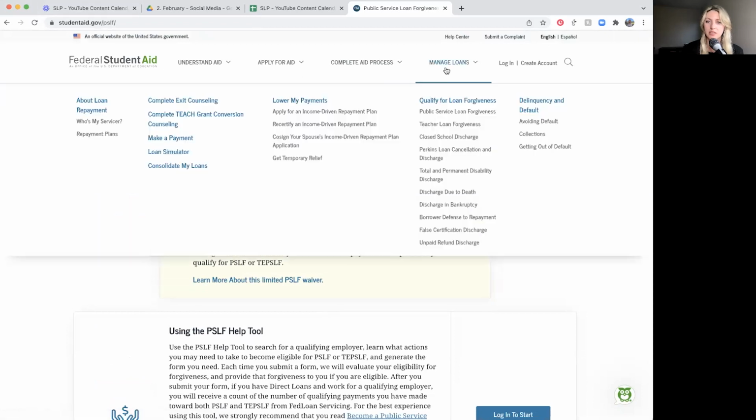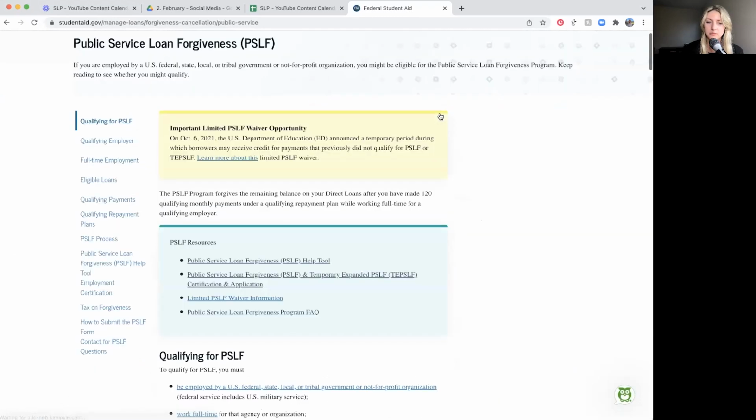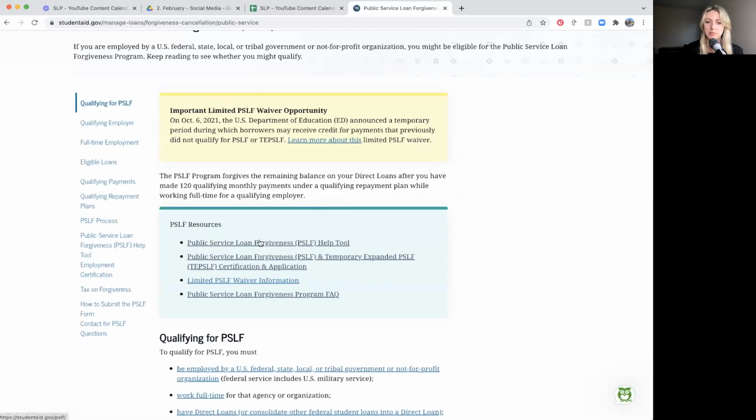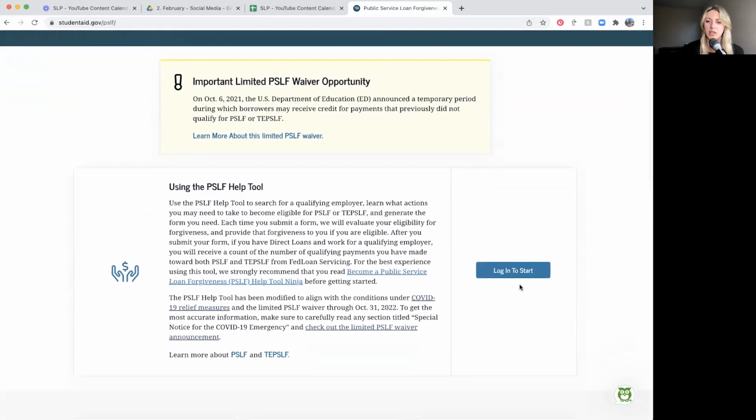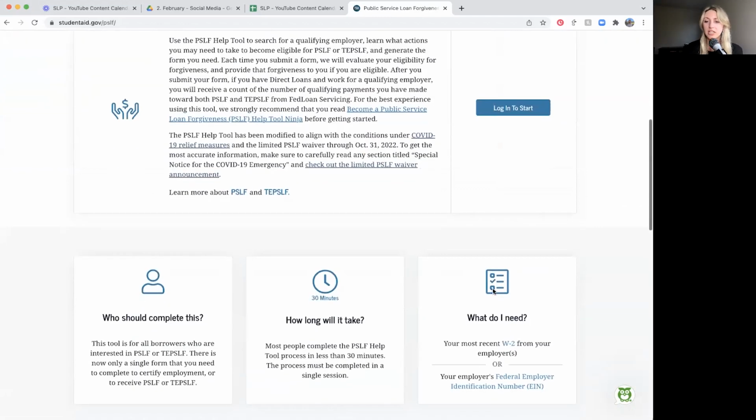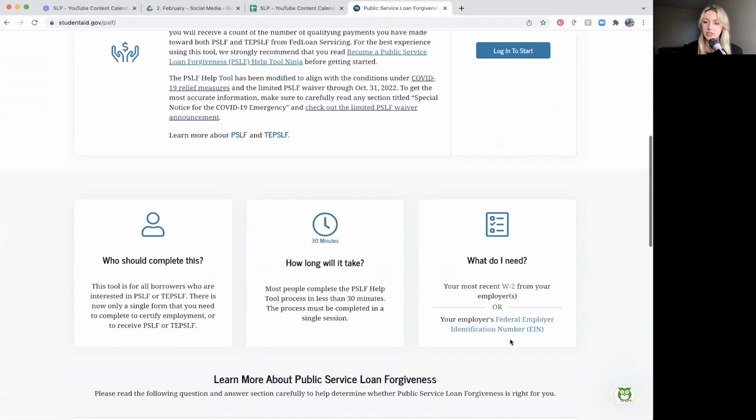So this is under manage loans, under public service loan forgiveness. And then we go to this very first link that says public service loan forgiveness help tool. We'll drop down, and then it should say start here to start the application. What you'll need is your employer identification number for your employer or for your past employers. Make sure you have this before you start, because that's the first input that you have to plug in here. And then you want to know your employment dates as well.